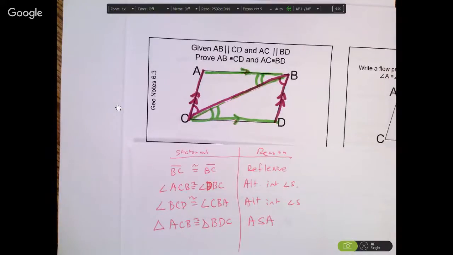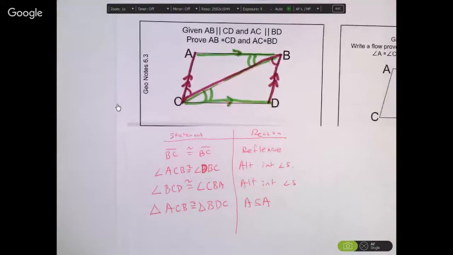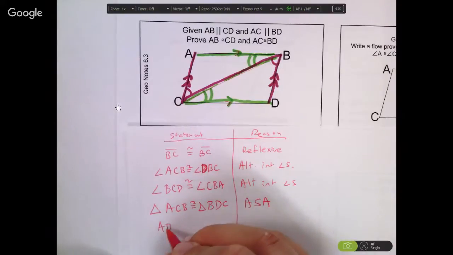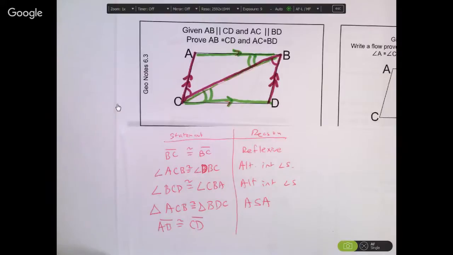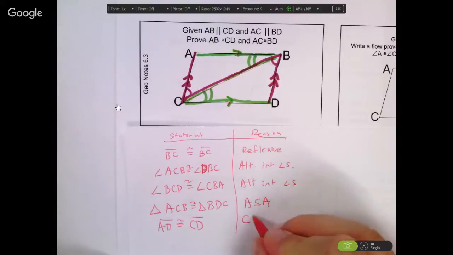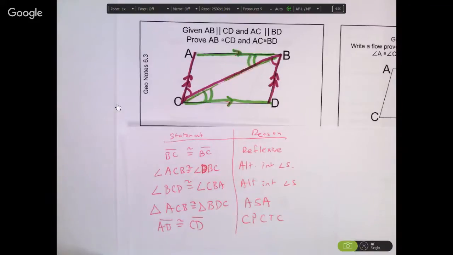Okay. And now we know that segment BD is. Okay. So then AB is congruent to CD. Corresponding parts of congruent triangles are congruent. And then the other one. And you can also prove by CPCTC.